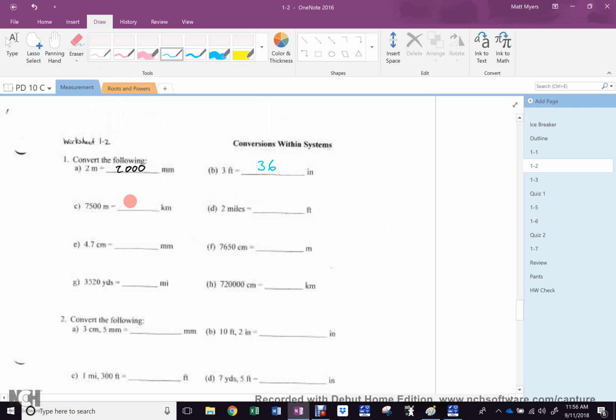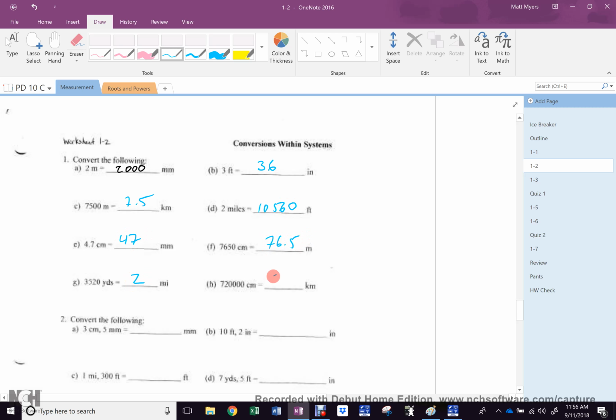3 feet? 36. 7,500 meters? 7.5. 2 miles. Oh, look at this. You guys are brilliant. 4.7 centimeters. 47. 7,650. 76.5. Do I need that last zero? No, of course not.